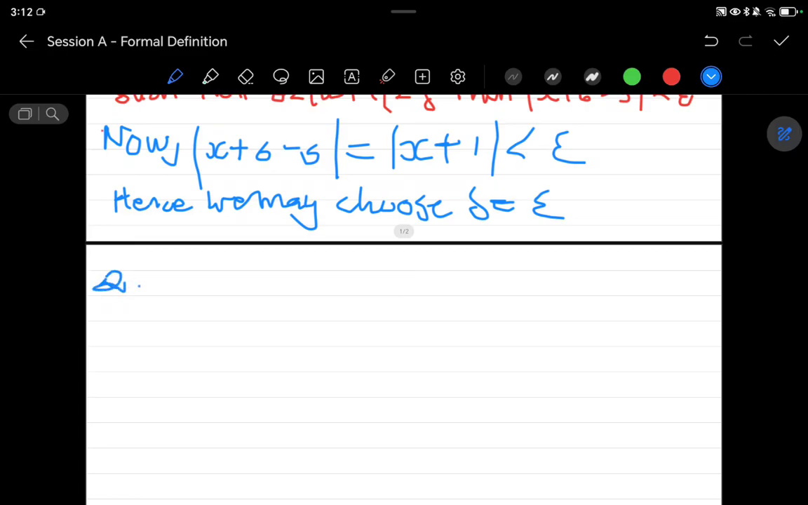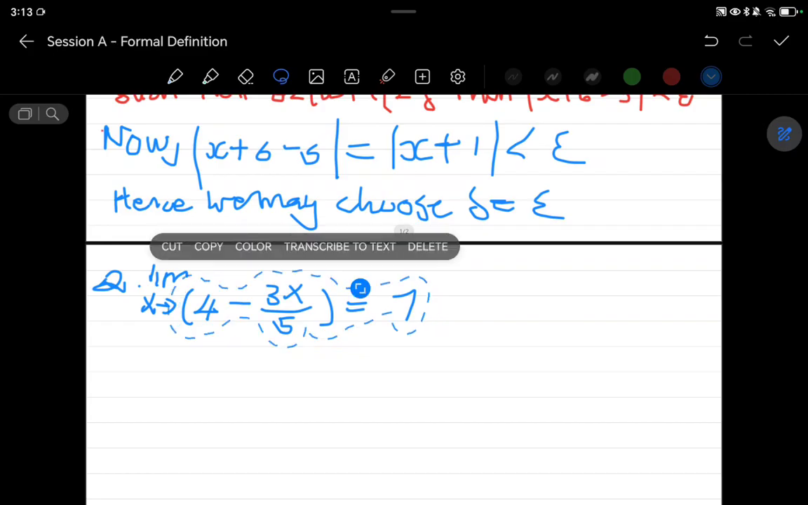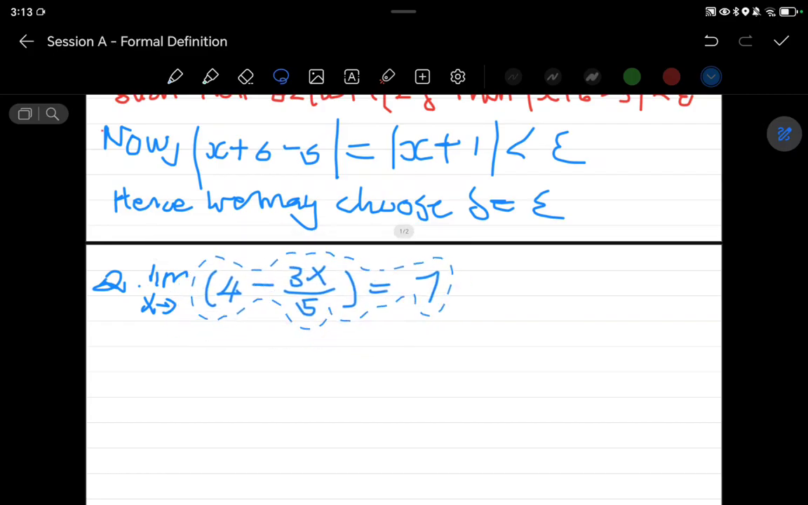The second question says, the limit as x approaches minus 5 of 4 minus 3x over 5 is equal to 7. First, we are approaching minus 5.